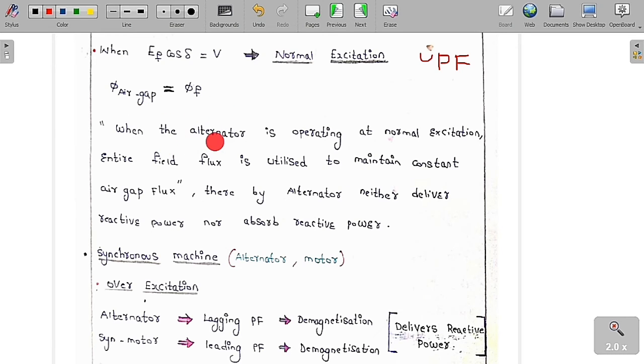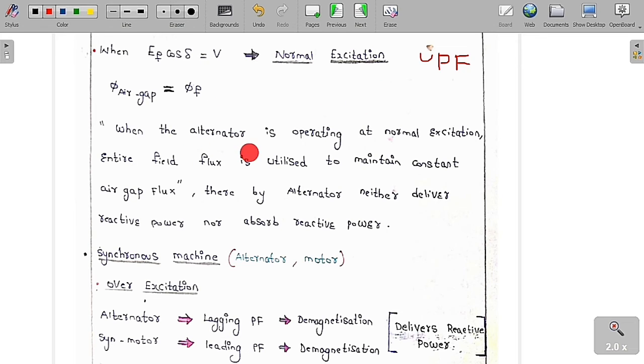So when the alternator is operating at normal excitation, the entire field flux is utilized to maintain the constant air gap flux. Thereby, the alternator neither delivers reactive power nor absorbs reactive power from the outside world. At normal excitation, whatever the field flux is, it is totally utilized to generate the air gap flux. So it is not taking any reactive power or delivering any reactive power at this normal excitation.